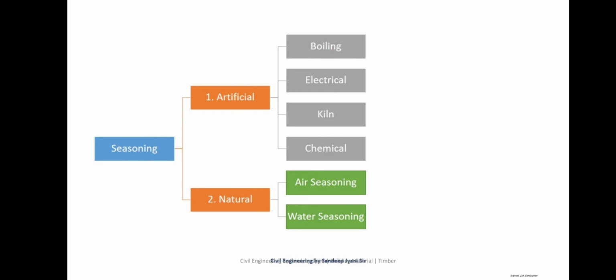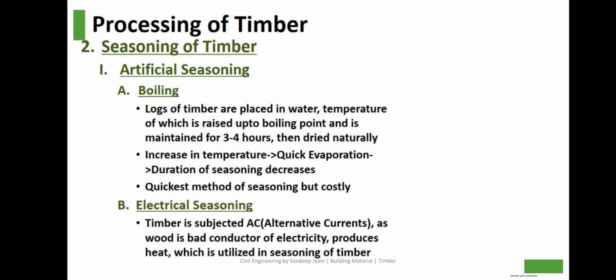Seasoning is of two types: first, artificial; second, natural. Artificial: first boiling, second electrical, third kiln, and fourth chemical. Natural is of two types: first air seasoning and second water seasoning.